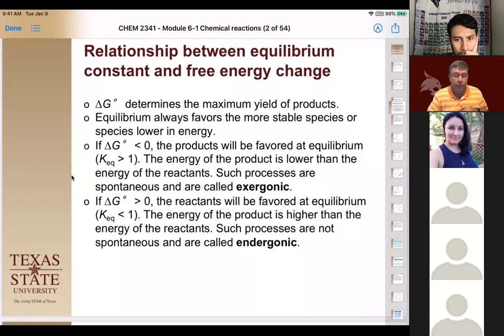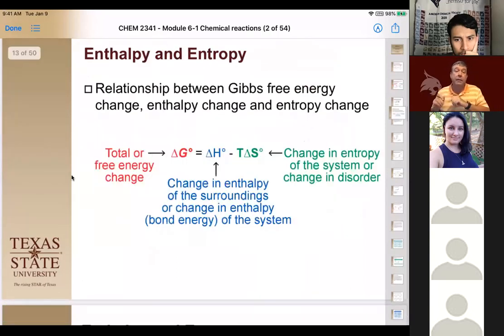Okay, so before we talked about that change in heat, whether it was exothermic or endothermic. Well, let's talk about how that relates. The change in free energy of the system is equal to the change in enthalpy, which is the heat of the system, minus temperature times the change in entropy.